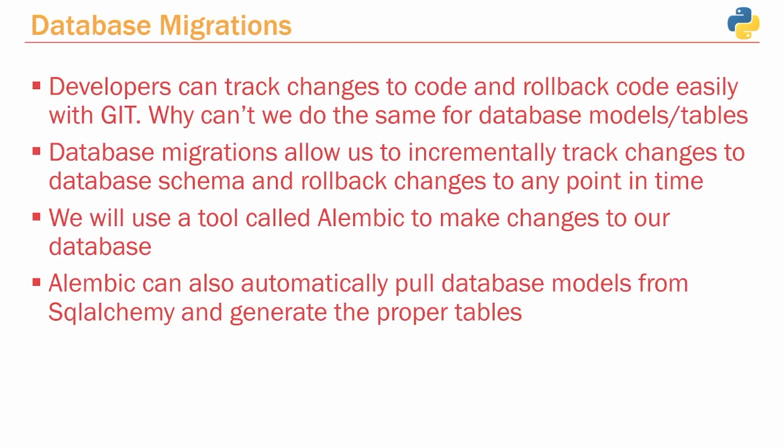And so as we go through our project, we keep adding new tables and new features. A database migration tool is going to allow us to track those changes. And so if we ever want to go back to a specific point in time so that we can troubleshoot code at that point in time, it's so easy. It's just one simple command and it's going to automatically update our database so that the schema matches what it was at that specific point in time. And so the tool that we're going to use, like I mentioned, is going to be Alembic. And what's great about Alembic is that it can also automatically pull all of our SQL Alchemy models and generate the proper tables based off of that.